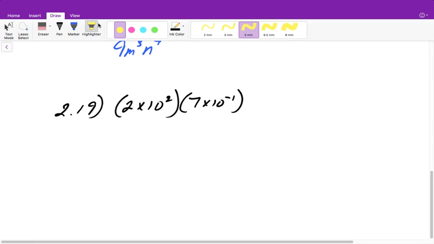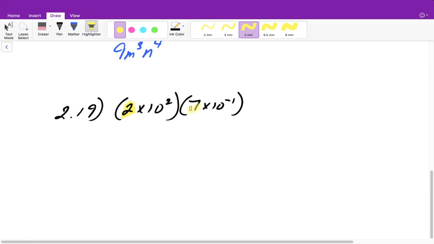So remember, when we're multiplying scientific notation, we need to multiply our likes with our likes. So what I mean by that is we'll multiply our coefficients, so the numbers, and then we will go ahead and multiply our numbers that are being raised to the power, so our base 10s. So when we multiply 2 times 7, we get 14. And then when it's 10 squared times 10 to the negative 1st, remember, we will add those powers, so it becomes 10 to the 1st, or just 10.